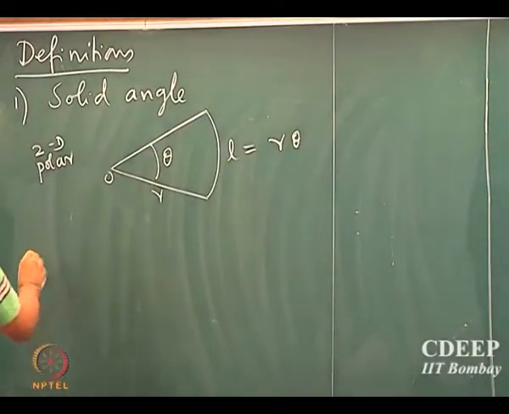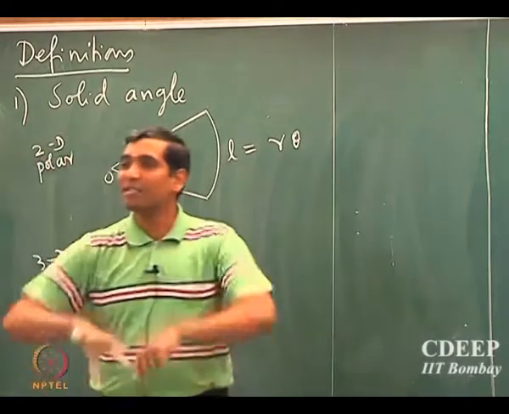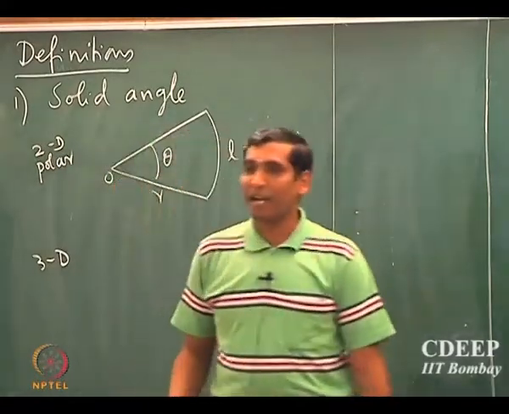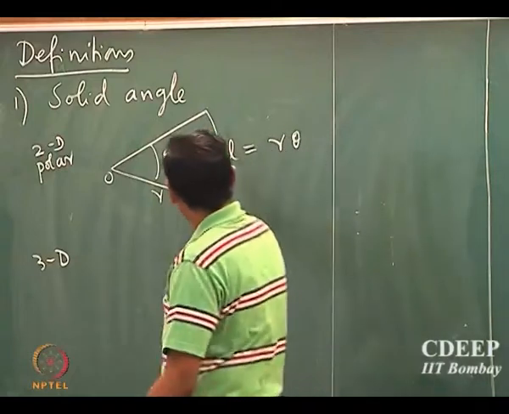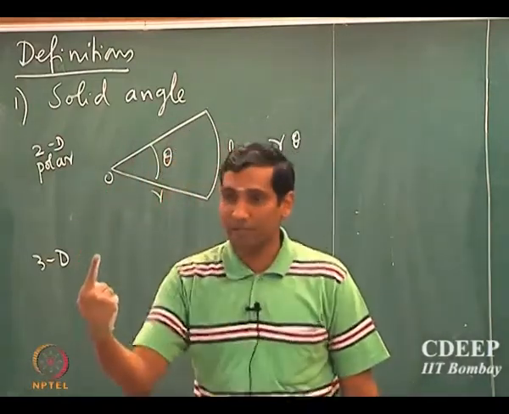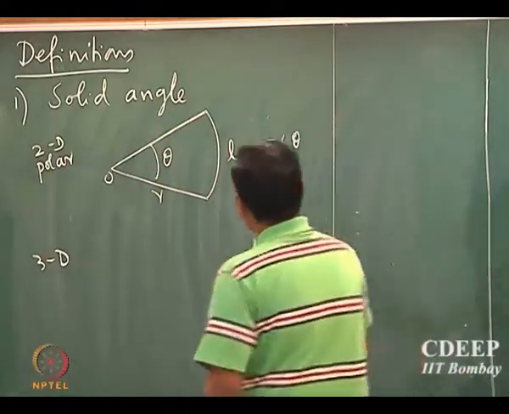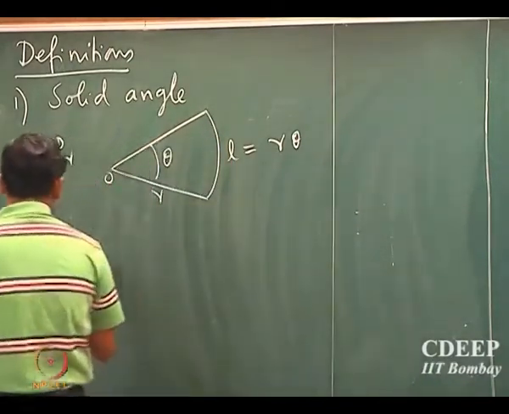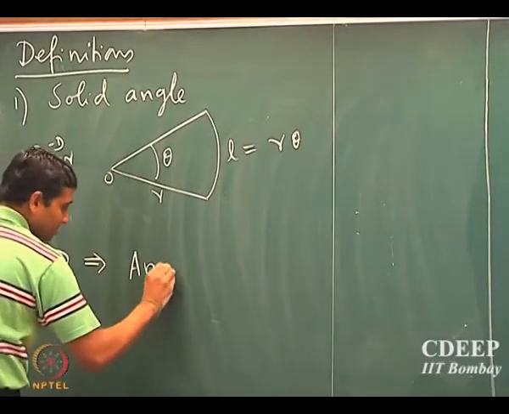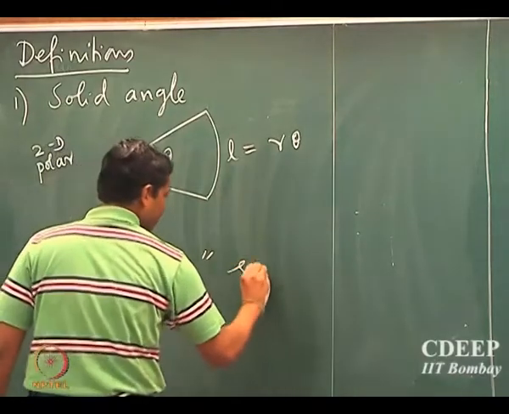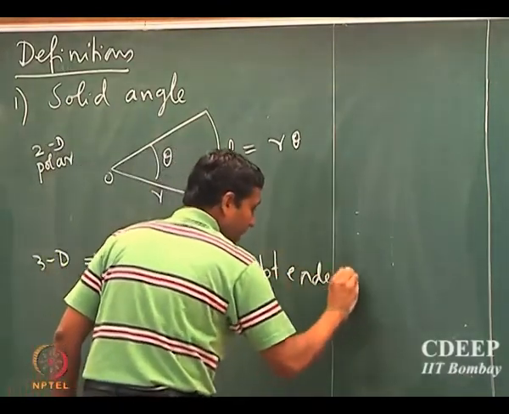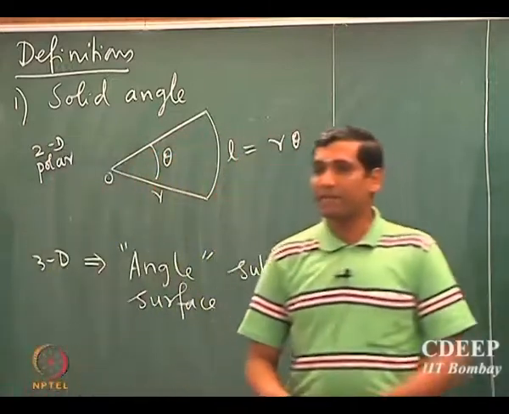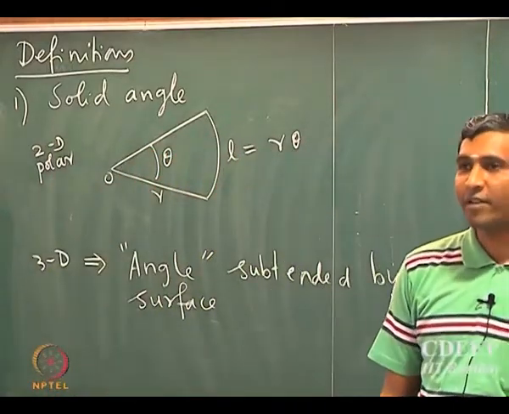Now we need to extend this to a three-dimensional system. Note that radiation is a three-dimensional process, so you need to extend this concept of the angle subtended by a given surface. Here it is the angle subtended by this arc, which is a one-dimensional system. So what is the angle that is subtended by this one-dimensional system to the center of that circle? We need to define what is the angle subtended by a surface, by a given surface, to a particular point.